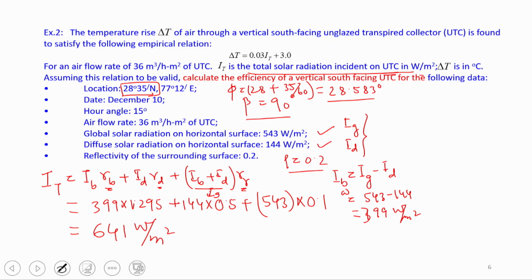Okay. So beam radiation is 399, then diffuse is 144 and hence global is 543, but actually the total radiation falling on the collector is 641 watt per meter square. Okay. So it is higher, right. So now what you need to calculate? Efficiency of the collector. So how do we calculate this efficiency?